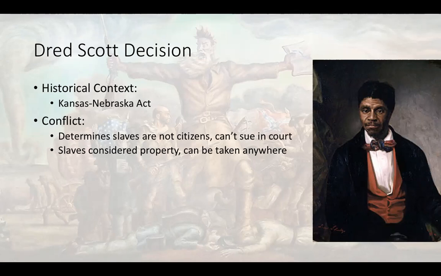And the Supreme Court, in an expedited decision, which means that they don't hear it like they do all other cases, determines that slaves are not citizens. Therefore, Dred Scott was not legally able to sue in the first place, and they should be considered property, which means that they can be taken anywhere in the United States that you can take property. So wherever you can take a horse, you can take your slave.